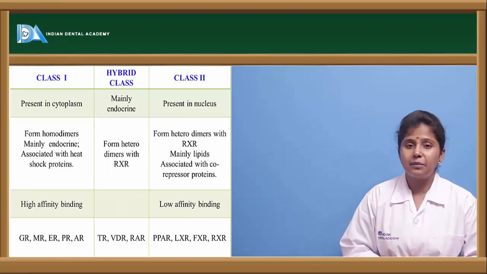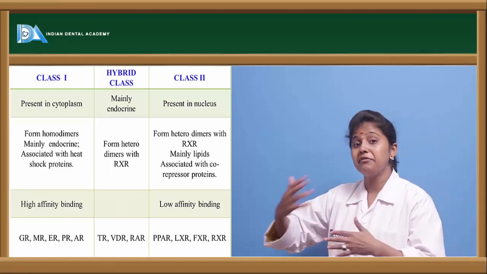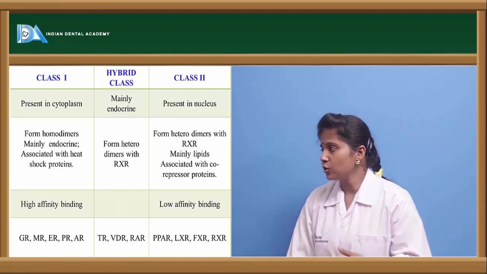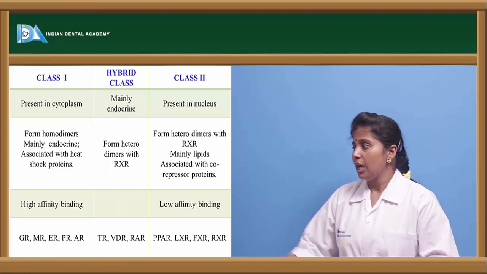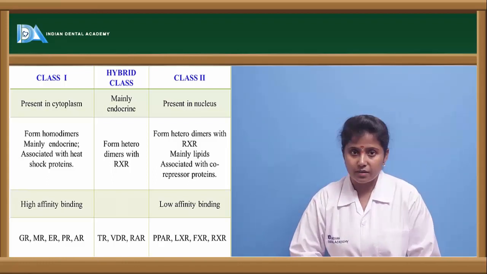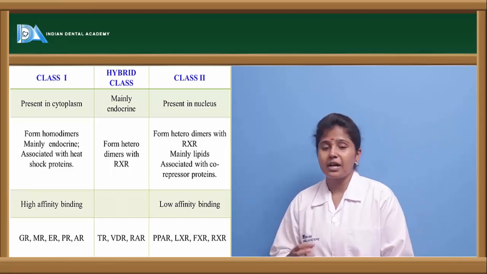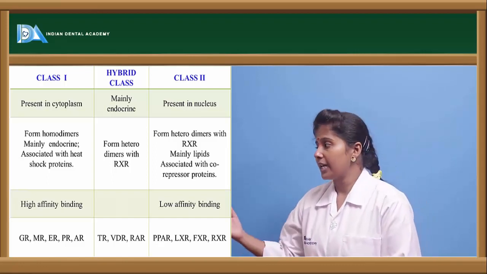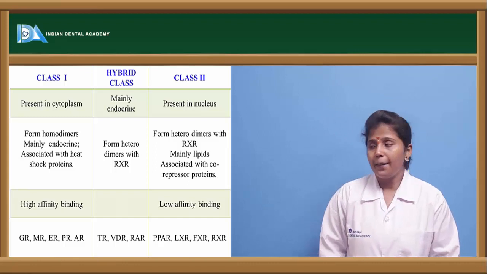And if we see hybrid class, they form heterodimers, different dimers are formed. In class 2, here also they form different dimers, but here the lipids are the mediators. And class 1 has high affinity binding, and class 2 has low affinity binding.